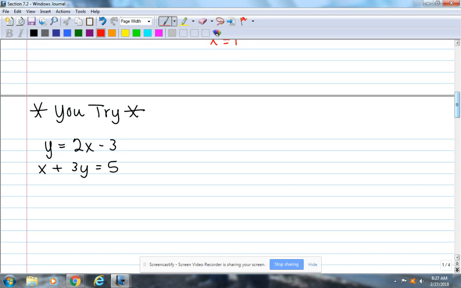We're doing okay with it? So what did y'all do first? Right, you replace the y with the 2x minus 3, didn't you? So x plus 3 parentheses 2x minus 3 equals 5. Any questions about that part? Then what did you have to do? Distribute. So you had x plus what? And then what? Equals 5.